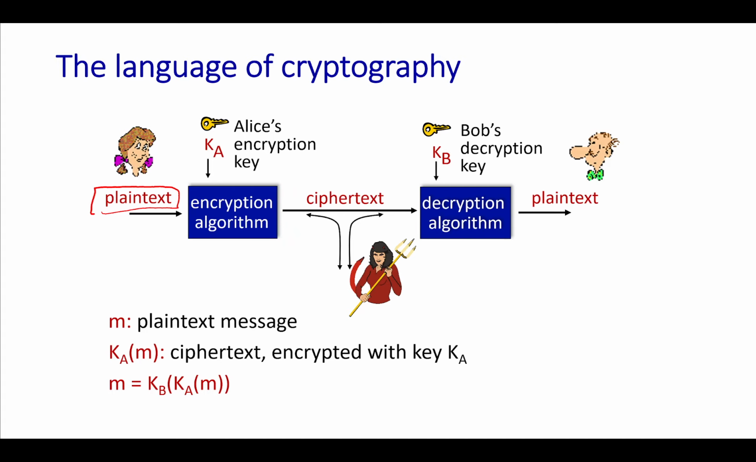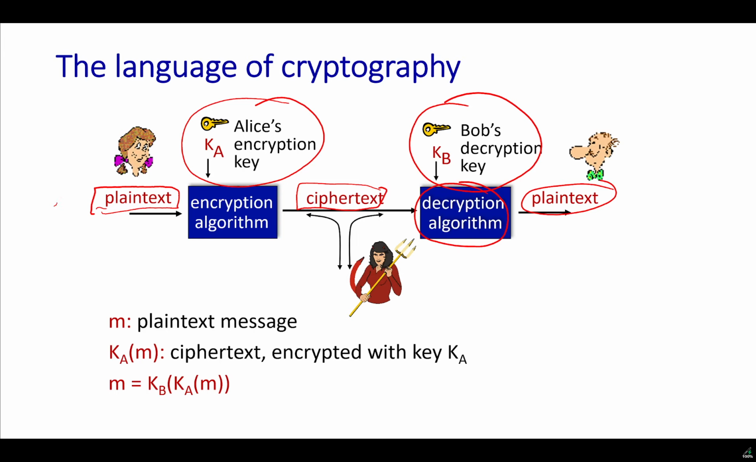And what we need is some kind of encryption algorithm and decryption algorithm. The encryption algorithm takes the plain text, applies a key to it, Alice's encryption key, and then out comes the ciphertext, something that cannot be read, only by Bob. Bob can apply his key and the specific decryption algorithm to the ciphertext, and out comes the same plain text as Alice has sent.